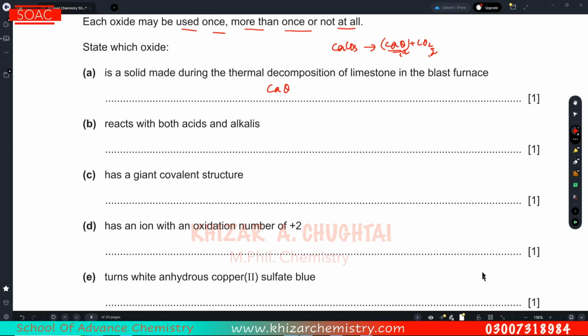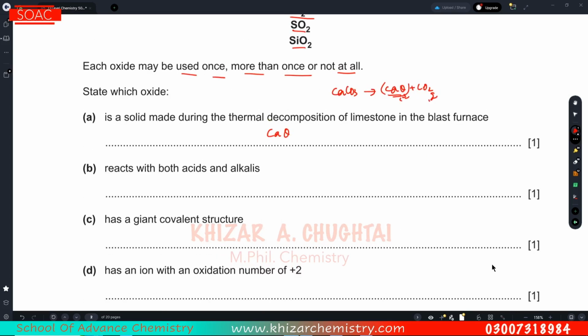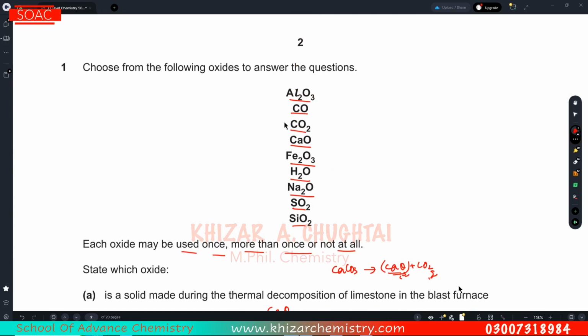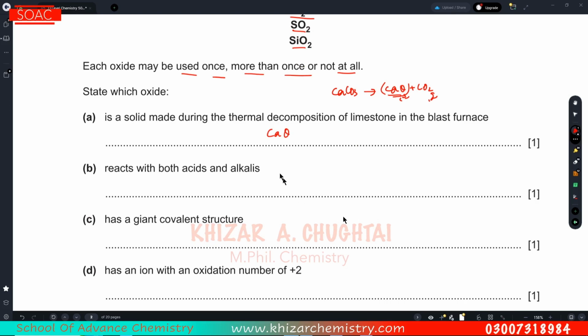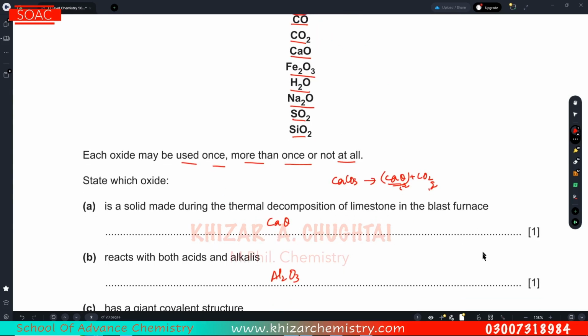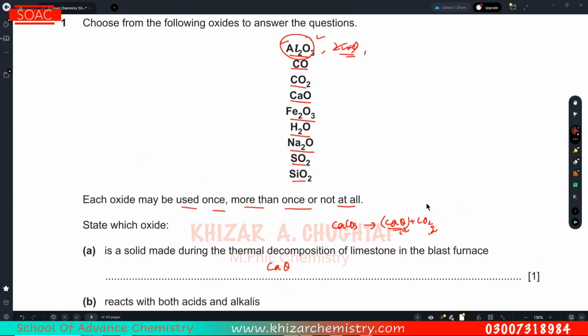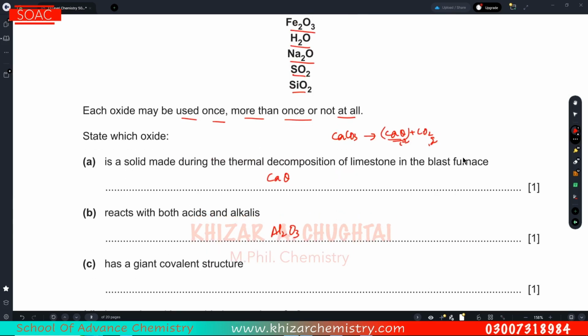B reacts with both acid and alkali, meaning any amphoteric oxide. Aluminium oxide, zinc oxide, lead oxide, etc. are said to be amphoteric. So here it is aluminium oxide. Next, which has a giant covalent structure? A giant covalent structure is found in diamond, graphite, and SiO2 in your O-level syllabus.